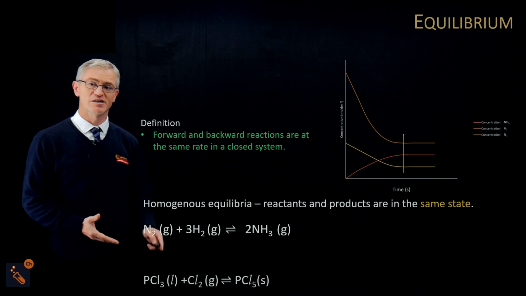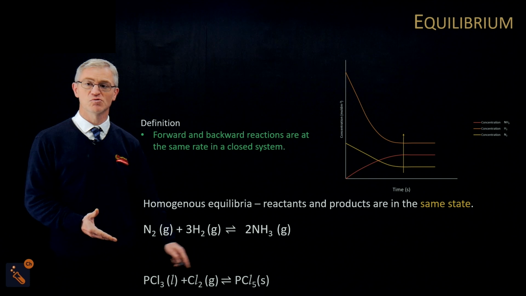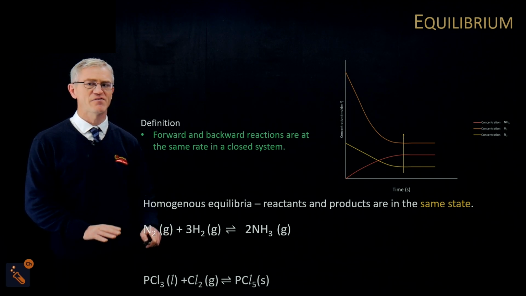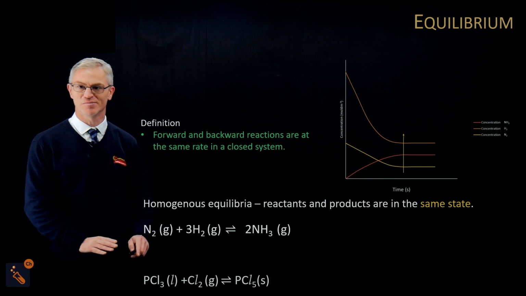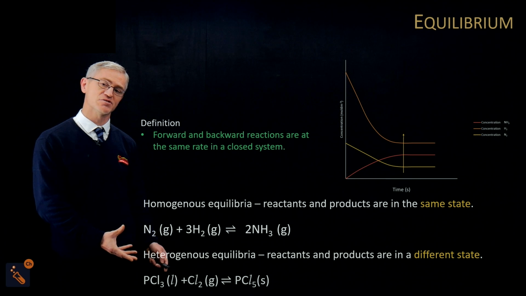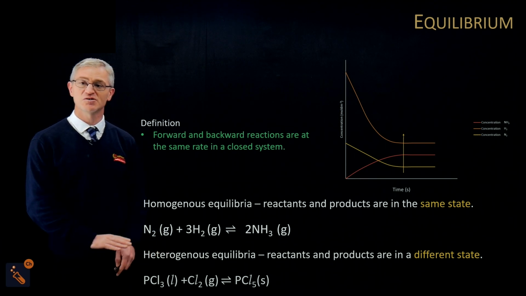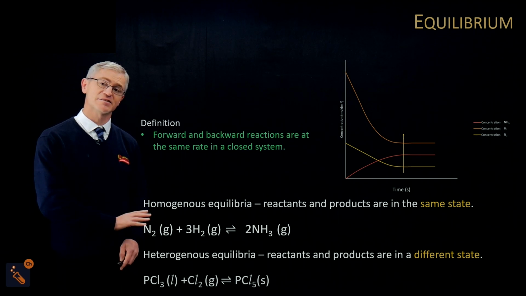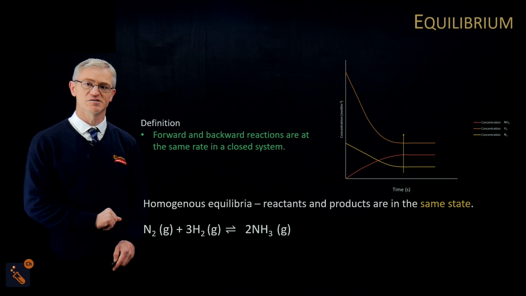The other version is when those reactants and products are in different states. Now these are all in different states, but even if you have one that's a different state to everything else, it's a heterogeneous equilibrium. Hetero meaning different, homo meaning the same. But we're not going to talk about heterogeneous equilibria. That is the next video. We're going to talk about calculations involving homogeneous equilibria.